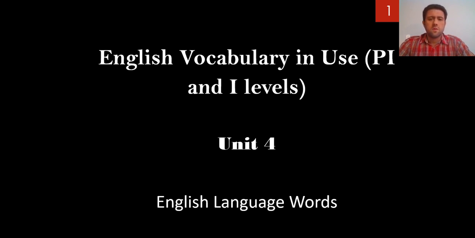In this video, I'm going to cover the fourth unit of English Vocabulary in Use, pre-intermediate and intermediate level. As you watched in my previous videos about the first three units, they are about how to learn new vocabulary, how to memorize new words, how to revise or review them, and more specifically, in the third unit, you learned how to use a dictionary. In this unit, we are going to talk about English language words and the words which are related to grammar.